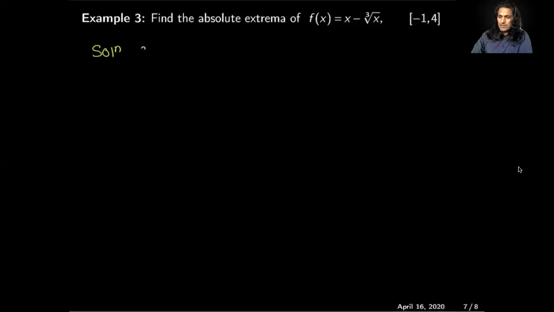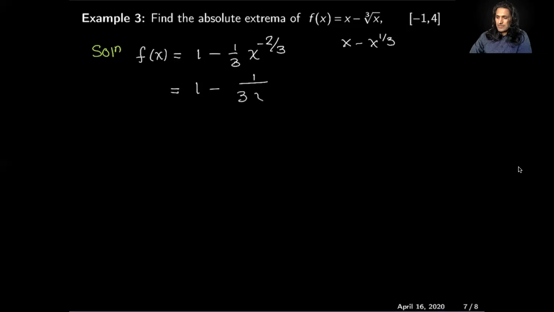The derivative of this function, f prime of x, will be 1 minus... this function is x minus x to the power 1/3. So the derivative of x is 1, and then it will be 1/3 x to the power minus 2/3. Now I will simplify this derivative. This is going to be 1 minus 1 over 3x to the power 2/3.